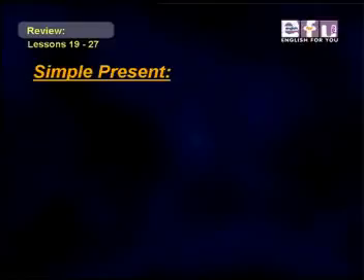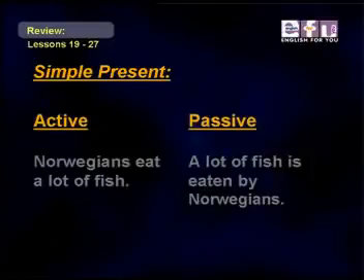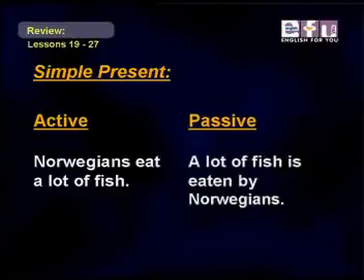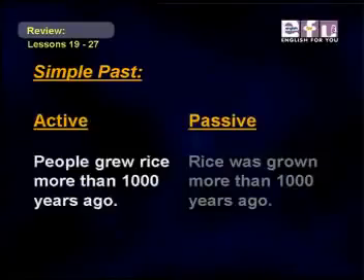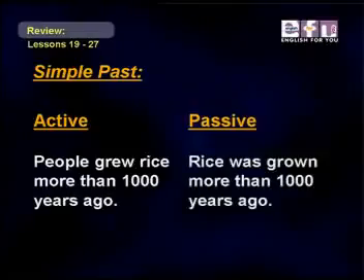Simple present, the active sentence. For example, Norwegians eat a lot of fish. Passive sentence, a lot of fish is eaten by Norwegians. Okay, next example, simple past, active. People grew rice more than 1,000 years ago. Passive sentence, rice was grown more than 1,000 years ago.